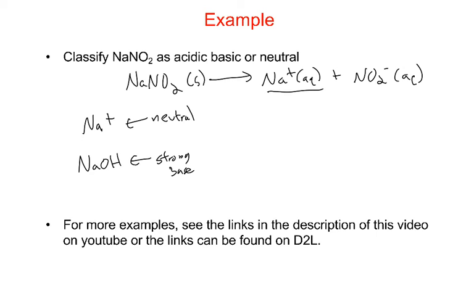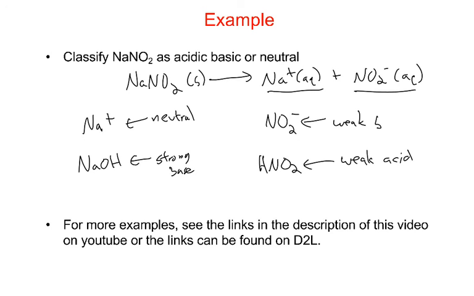My anion is potentially going to be a base. So if I want to know about NO2-, I need to find its conjugate acid, which is HNO2. Nitric acid, HNO3, is one of our strong acids, but HNO2 is not. So if that is a weak acid, that means that the NO2- is a weak base. So my salt contains something that's neutral and something that is a weak base. So that means that NaNO2 is going to be basic.